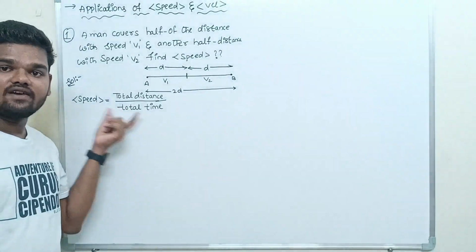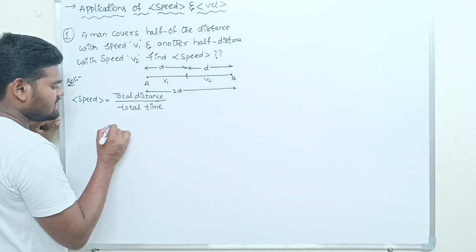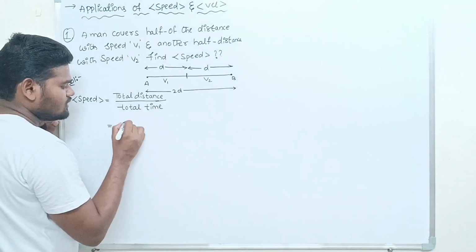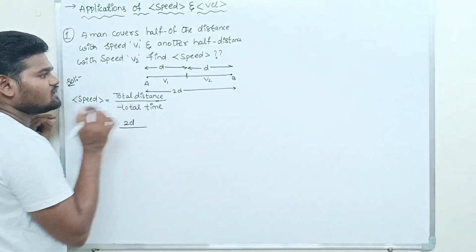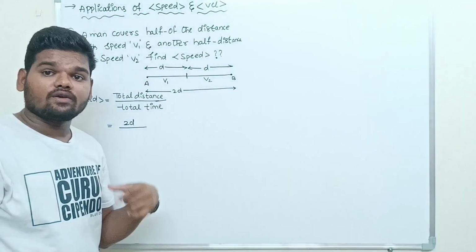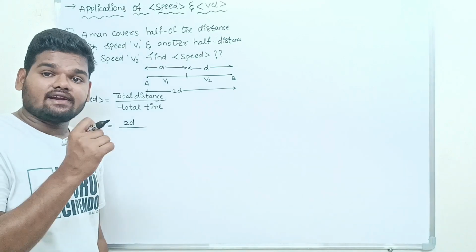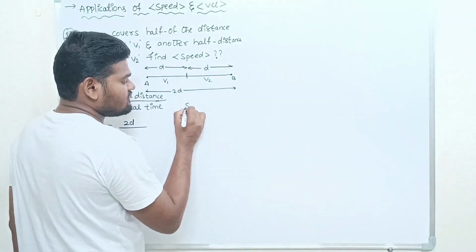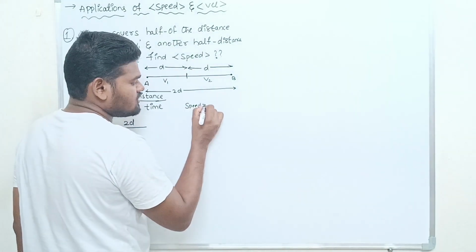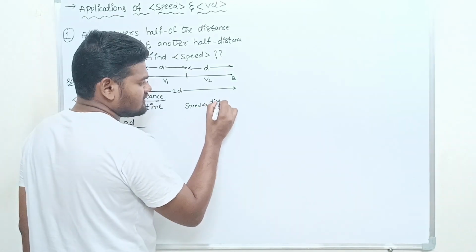So this is the formula of average speed. So we have a total distance. What is the total distance we have? 2d is the total distance. Now we have to find the total time. How can we find the total time? Already I told you that the simple formula for speed is equal to how much? Distance by time.